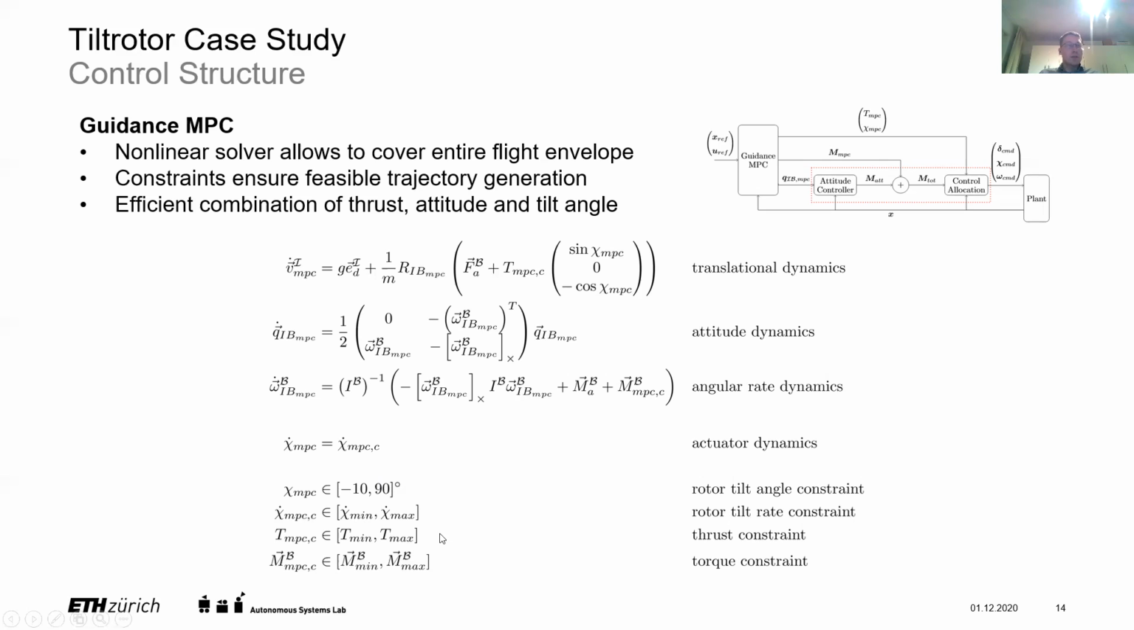The remaining constraints are just maximum thrust and torque constraints. So these are mostly actuator constraints from the propellers. This is not particularly interesting.